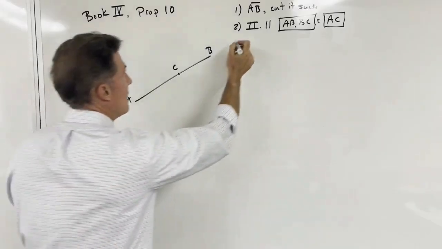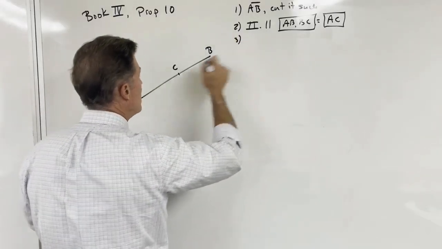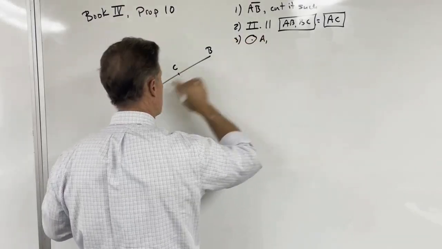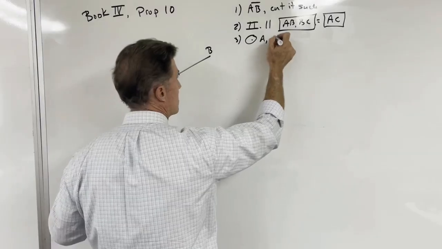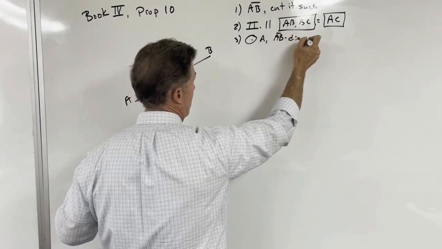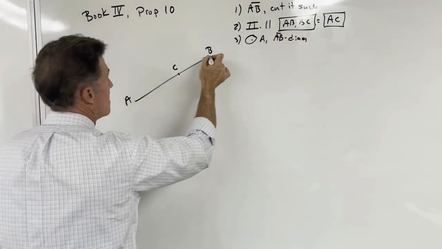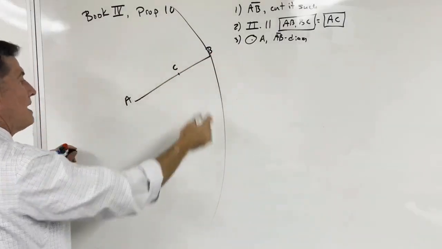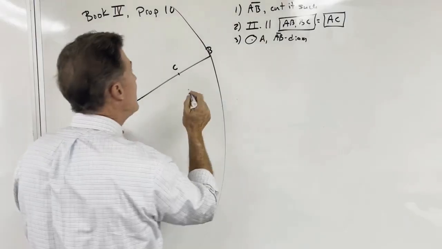Once we've done that, we're going to now describe a circle, where the center is A, and the diameter is going to be AB. That's AB is our diameter. So here's our circle. I'm not going to describe the whole thing. Don't have room, but I don't need it.